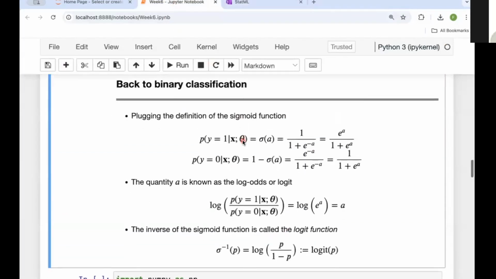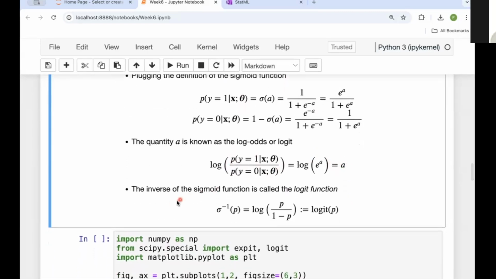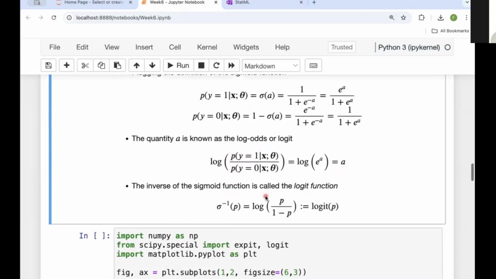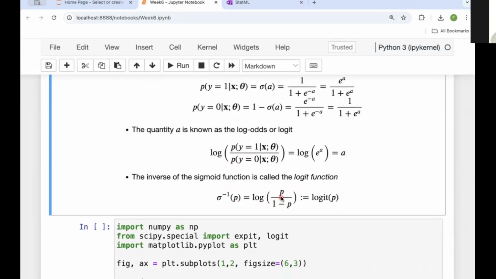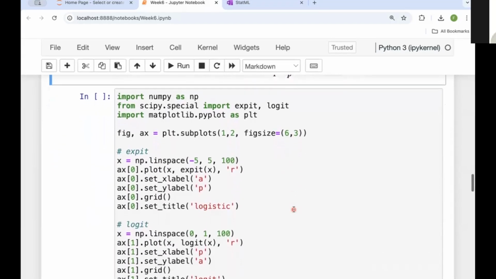So we have this summarized in terms of the main steps. That's the logarithm function that gives us a, and therefore the inverse of the sigmoid function is called the logit function. And here is the formula, p over 1 minus p, because we have always probability of y equals 0. So let's look at this and make sure that this makes sense.